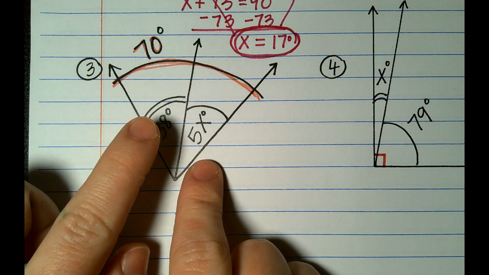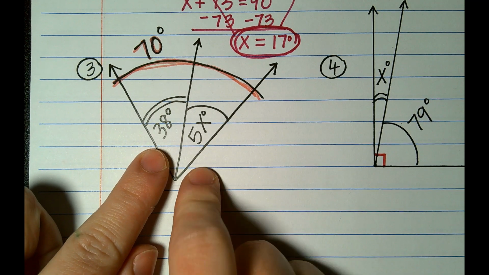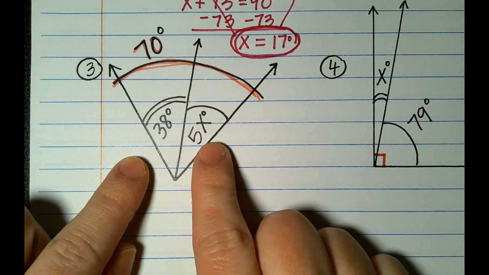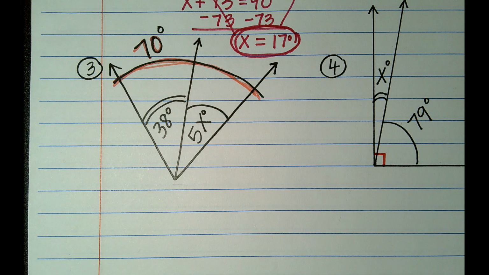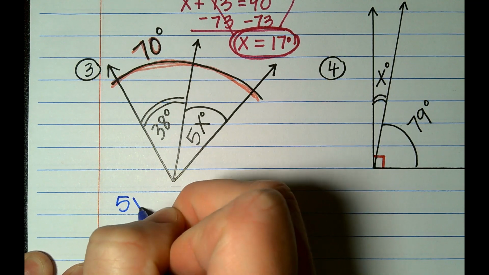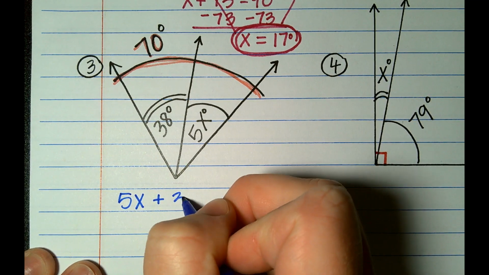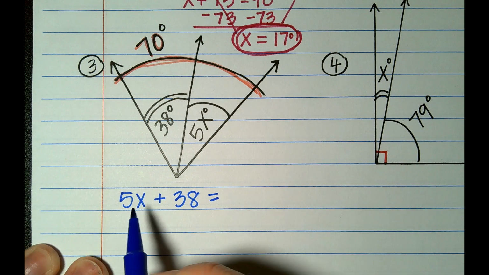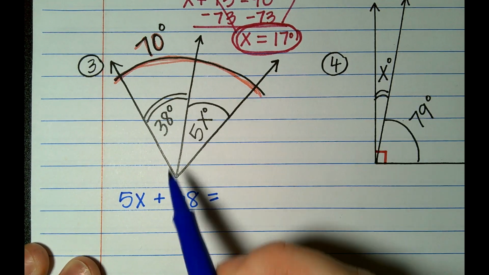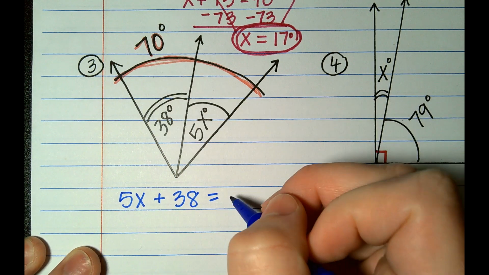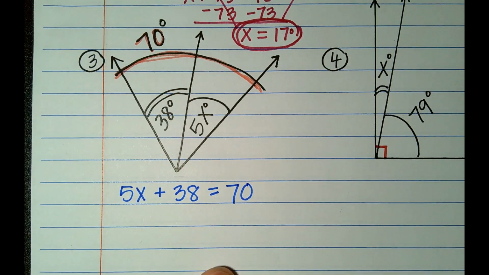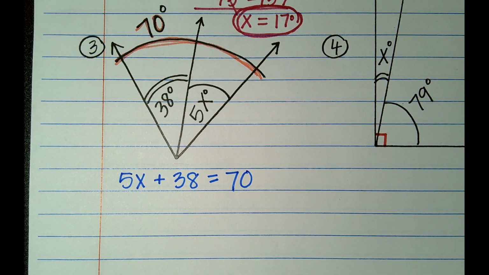So since I have 38 degrees and then 5x degrees, and they add up to 70, what equation am I going to write? 5x plus 38. Yes, equals 70. 5x, this one, plus the 38 is equal to this big angle, 70 degrees. So here is our equation: 5x plus 38 equals 70.